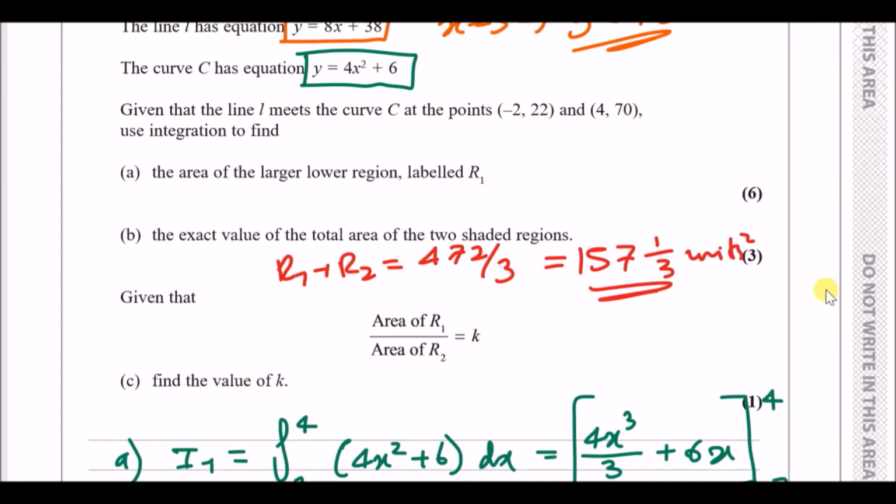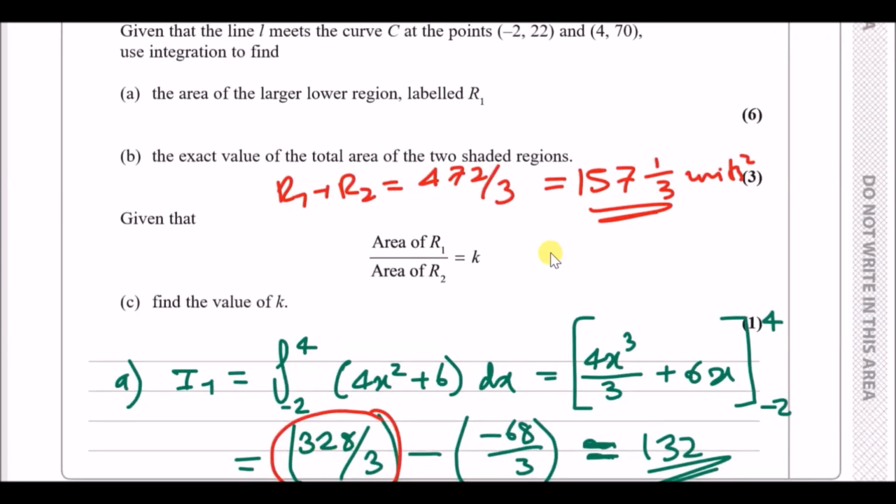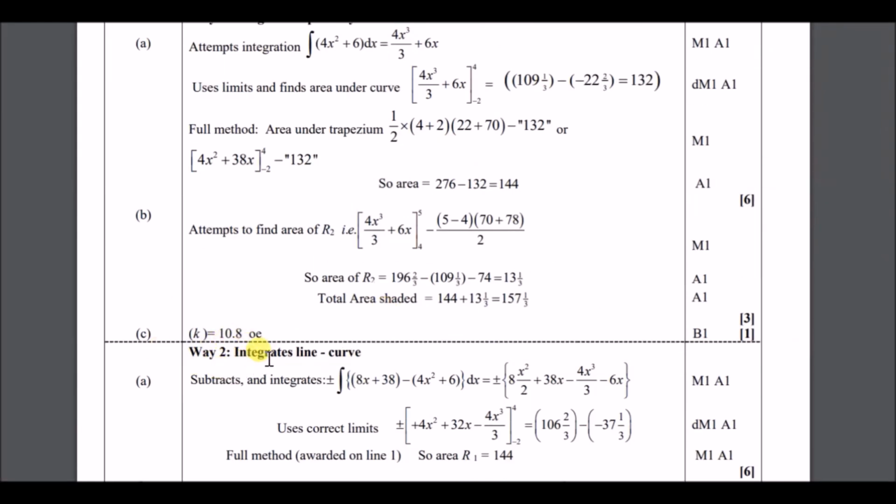Now the last one is easy, it's too easy. Given that the area of R1, which we have, is 144, over the area of R2, which is 40 over 3, equals K. Find K. Trust me, they didn't even try at this stage. So you just divide these numbers, and I've got the mark scheme up, and I can't be bothered to figure it out. The answer is 10.8. And that's it. Question done.